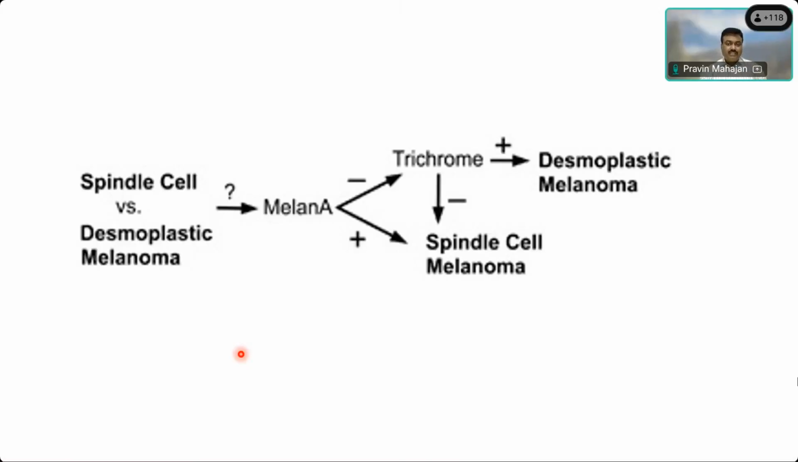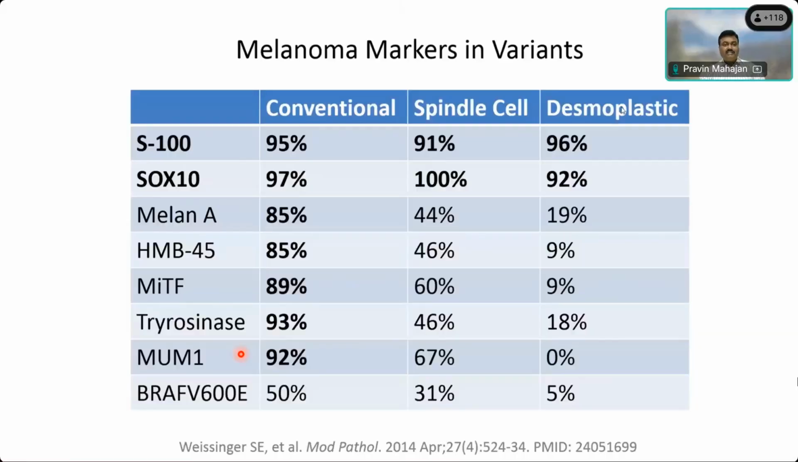Okay, so that thing. The other interesting thing is about the markers in conventional melanoma versus spindle and desmoplastic. S100 and SOX10 come positive in most of these tumors in any morphology, conventional, spindle or desmoplastic. But as you move towards melan-A, HMB45 and MITF, the percentage of positivity in spindle cell and desmoplastic starts to decrease rapidly. Very few of the desmoplastic melanomas will have melan-A, HMB45, MITF.